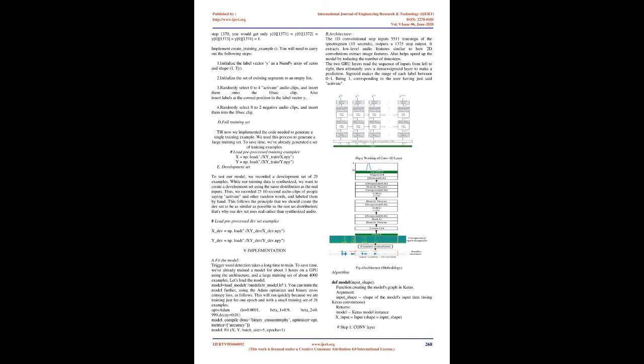Implement create_training_example. You will need to carry out the following steps. 1. Initialize the label vector y as a numpy array of zeros and shape (1, Ty). 2. Initialize the set of existing segments to an empty list. 3. Randomly select 0 to 4 activate audio clips, and insert them onto the 10sec clip. Also insert labels at the correct position in the label vector y. 4. Randomly select 0 to 2 negative audio clips, and insert them into the 10sec clip.